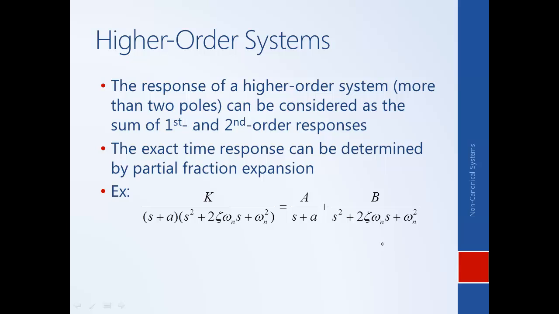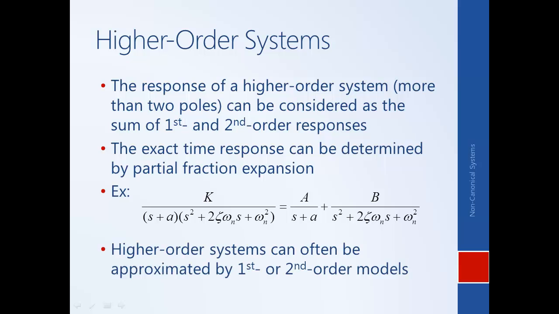So when we do the partial fraction expansion, we will end up with first order terms that have a real pole, and we will end up with underdamped second order terms that have complex conjugate poles. Therefore, we can consider the response of a higher order system as the sum of first order responses and second order underdamped responses. So this gives some clarification to why or how it is that our understanding of standard first order and standard second order systems provide intuition and understanding of higher order systems.